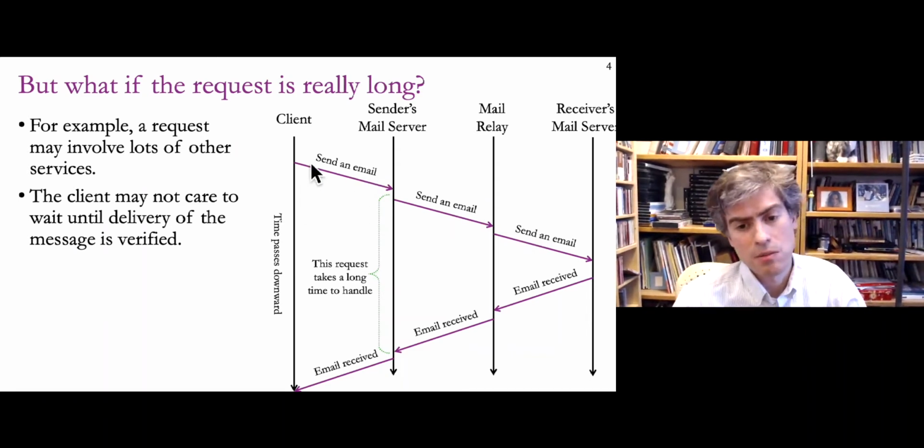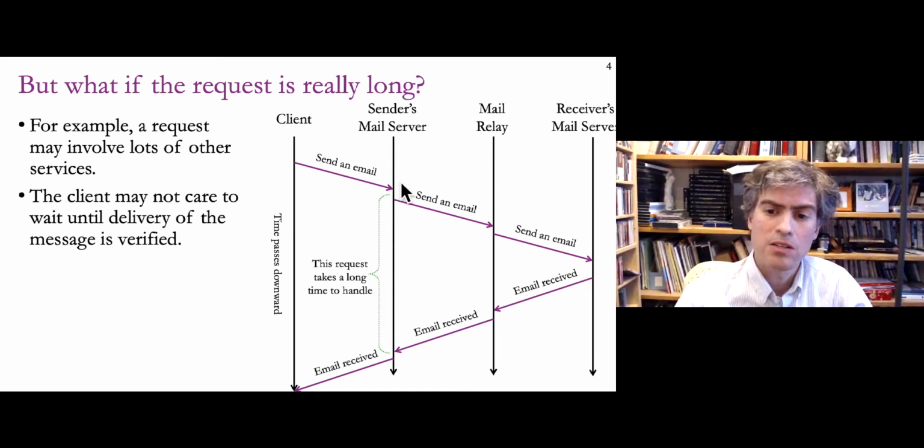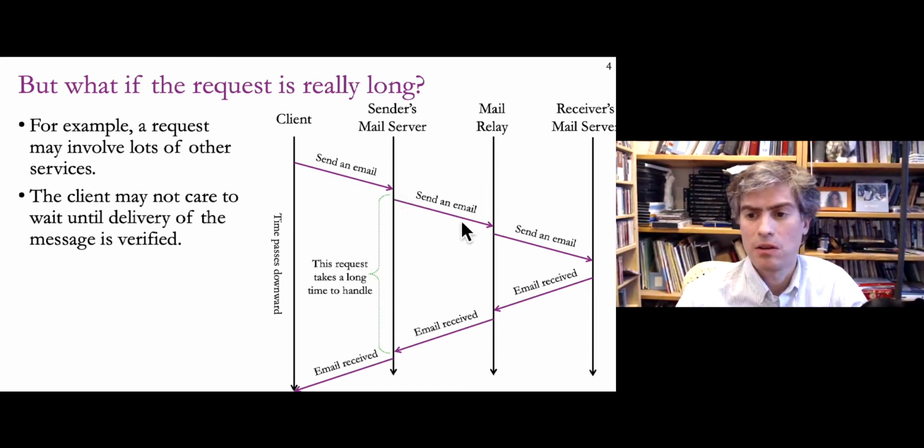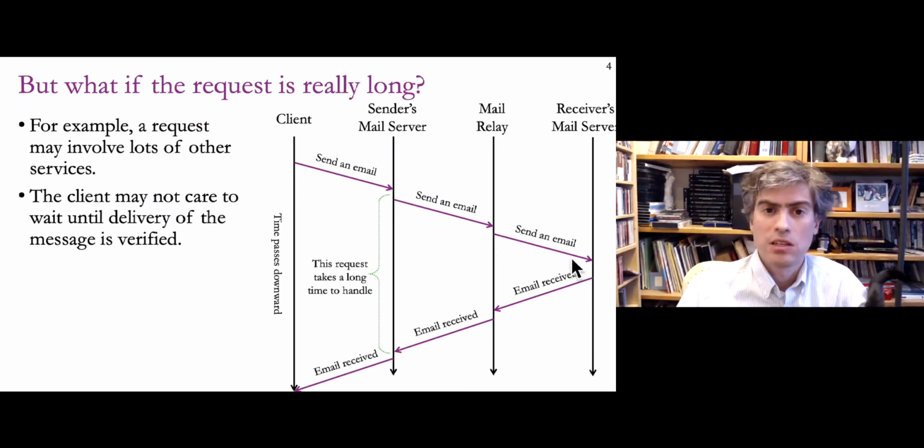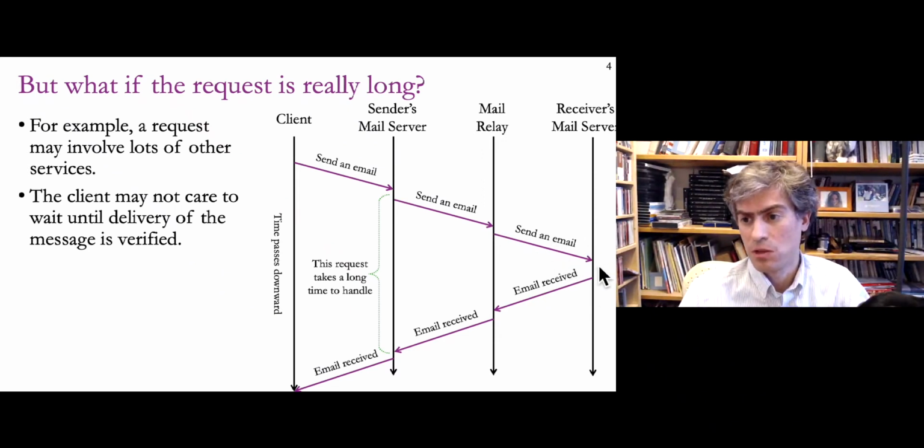If the client sends a message to its mail server to deliver an email, that mail server has to then turn around and deliver that email to a relay. That relay might have to deliver it to another relay, and eventually it gets delivered to the receiver's mail server. If that mail server is going to give an acknowledgement, it has to go through the same chain potentially to get back to the client.